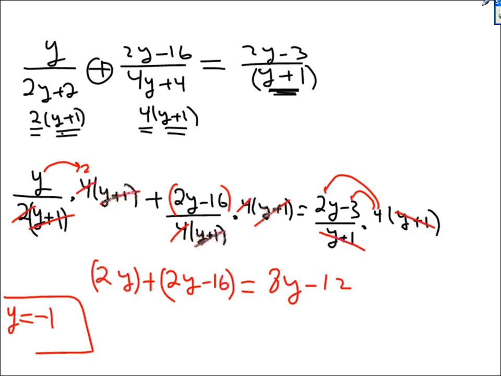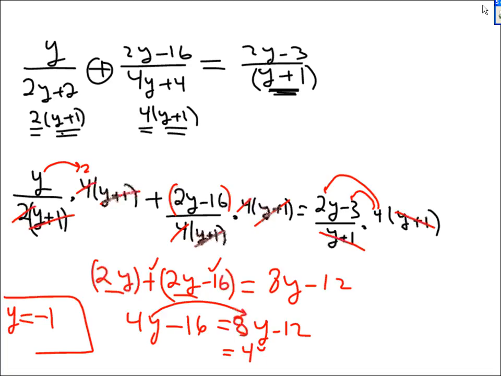minus 12. Okay, 2y plus 2y is 4y plus negative 16 is the same as taking away 16, and this equals 8y minus 12. You bring these to the right side, and you'll have 4y left. 8y minus 4y is 4y. You bring the negative 12 to the right side, it's positive 12. Negative 16 plus 12 is negative 4.